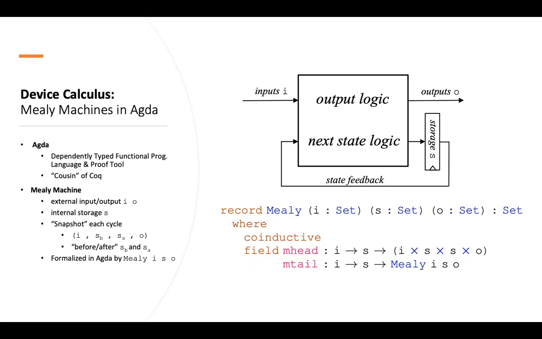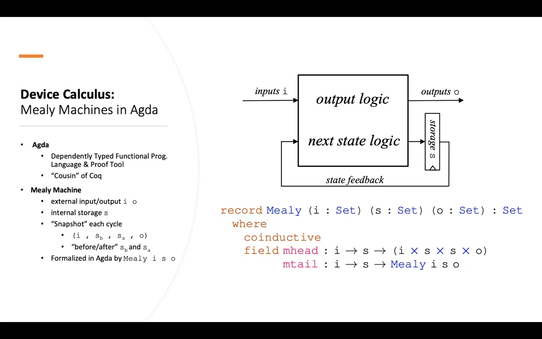What I'm going to talk about today is something called the device calculus. Basically, what the device calculus was designed for was as a kind of semantic framework for describing hardware. Its main structure is a representation of a Mealy machine. We represent that Mealy machine in a language called Agda, which is a dependent functional programming language, much like Coq is. You can do proofs in Agda about Agda programs. Again, the details are in the paper.